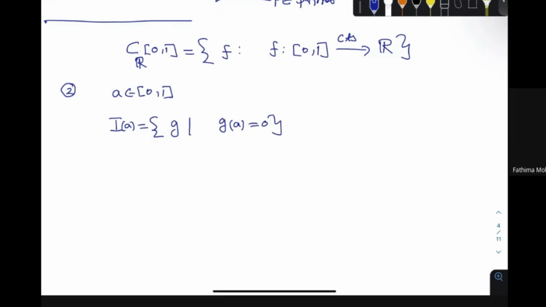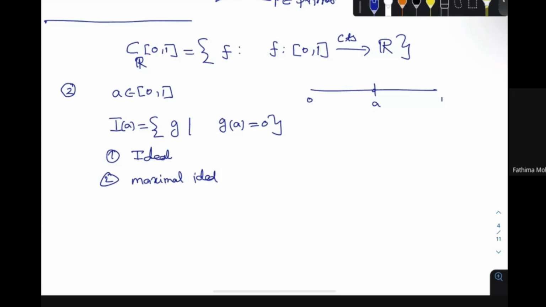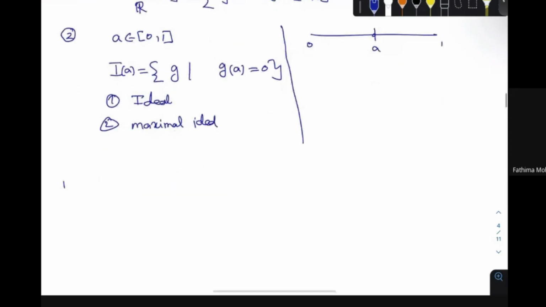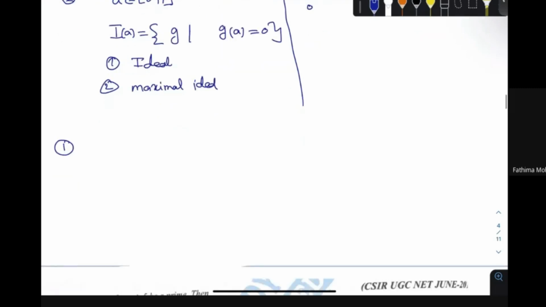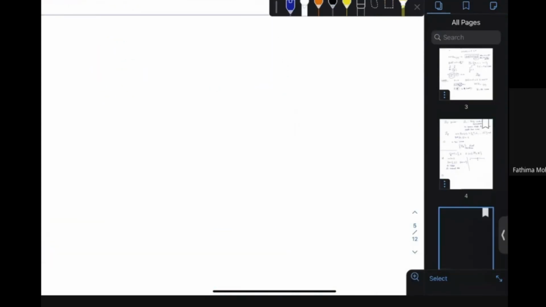I fix a point in [0,1]. This is A. I'm collecting all the functions which vanish at A. They can vanish anywhere else, but definitely vanish at A. And this is an ideal. One is ideal, second is maximal ideal. Now one can ask, is it true that every maximal ideal also looks like this? This question I will deal with later. That's why I put 2, but I wanted to put 1. It's a basic question, and many people are lacking on this itself because they have problems with a lot of examples.